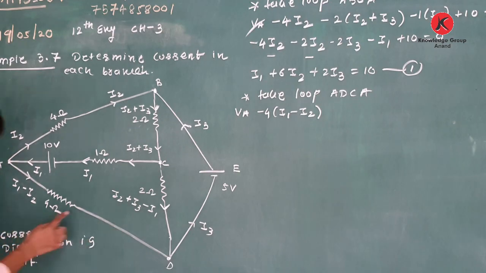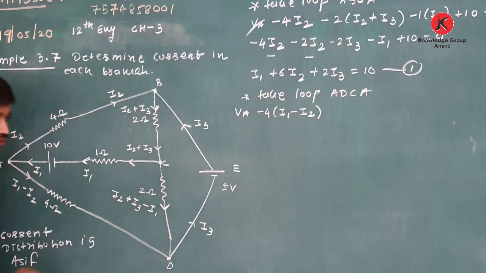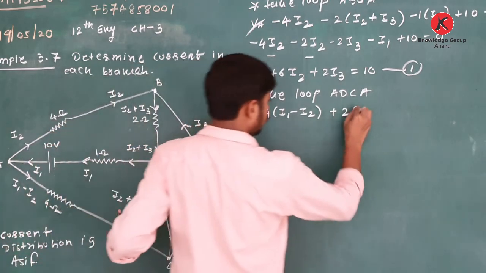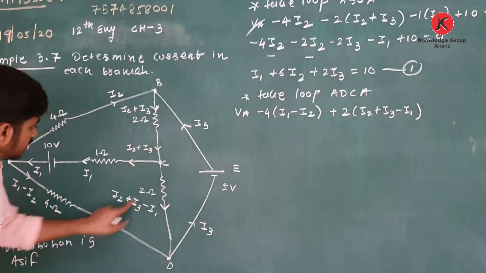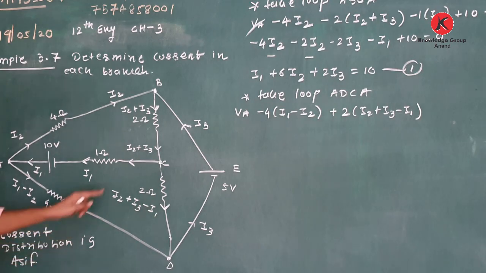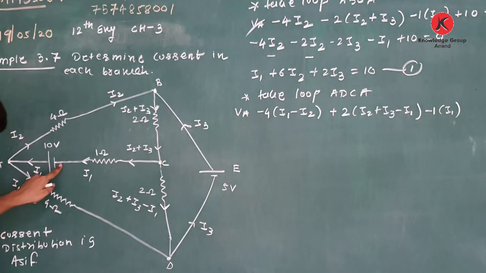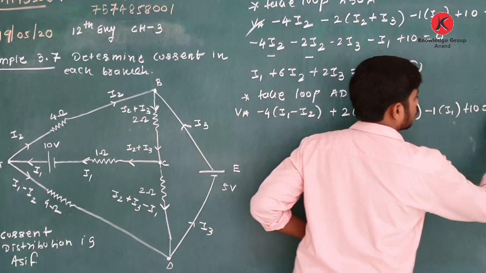And now see in this case, we are moving from D to C. In this direction, we are moving in the opposite direction of current, which means we have to write plus. So it is plus 2 (I2 plus I3 minus I1). Then C to A. See, C to A is common from the first circuit, so you can write directly if you understand. It is 1 ohm, current is I1, in direction, so it is minus 1 I1. Then the cell, negative terminal to positive terminal, 10 volt, so it is plus 10, equal to V.